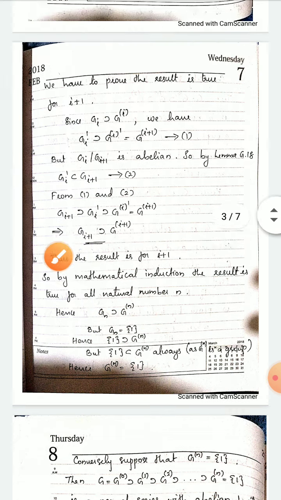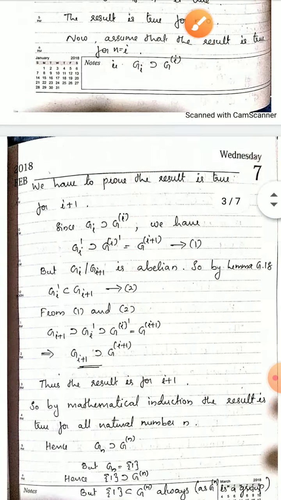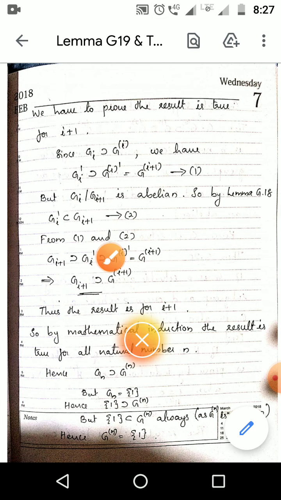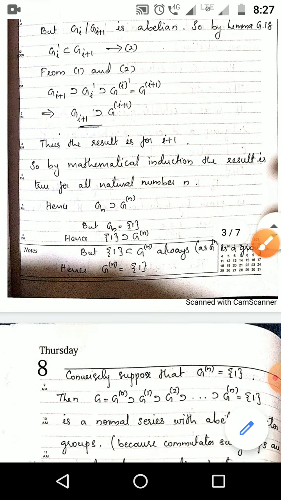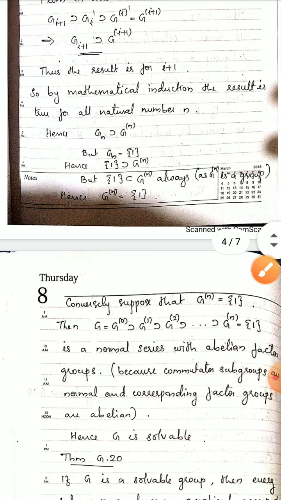But G_n is equal to Z_1, from the definition of the normal series. So this relation becomes Z_1 is a superset of G^(n). But Z_1 is always a subset of G^(n), since G^(n) is a group, Z_1 is always contained in G^(n). So from these two relations, we get G^(n) is equal to Z_1. That is what we have to prove.